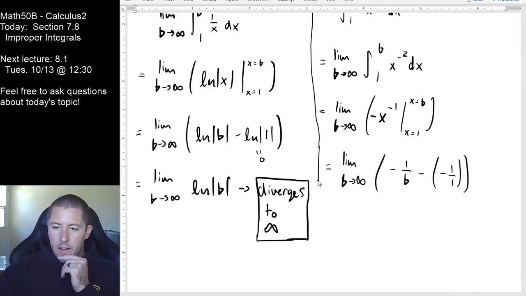So now what are we getting here? Notice if I evaluate this limit as b goes to infinity, this term is going to go to 0.